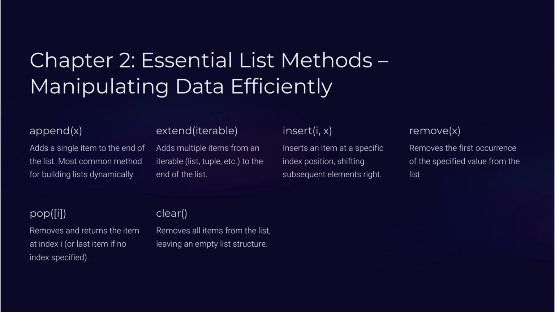Let's explore essential list methods for efficient data manipulation. Use append(x) to add a single item to the end, and extend(iterable) to add multiple items. insert(i, x) places an item at a specific index. remove(x) deletes the first occurrence, while pop() removes and returns an item. clear() empties the list entirely.